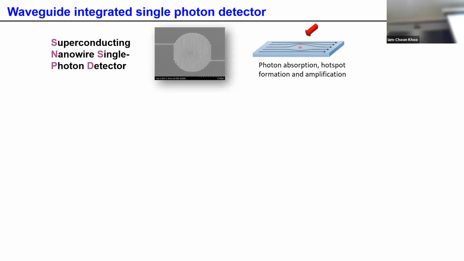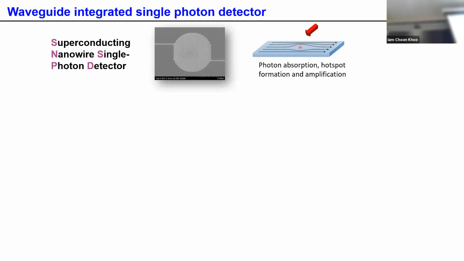It's basically a very thin superconductor. You need a meander. You attach it to an optical fiber, and you can count a single photon with very high fidelity. So the basic operation of this detector is very simple to understand.